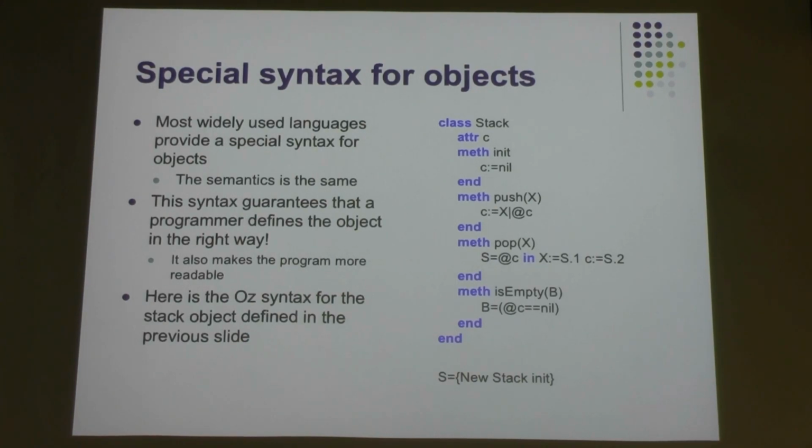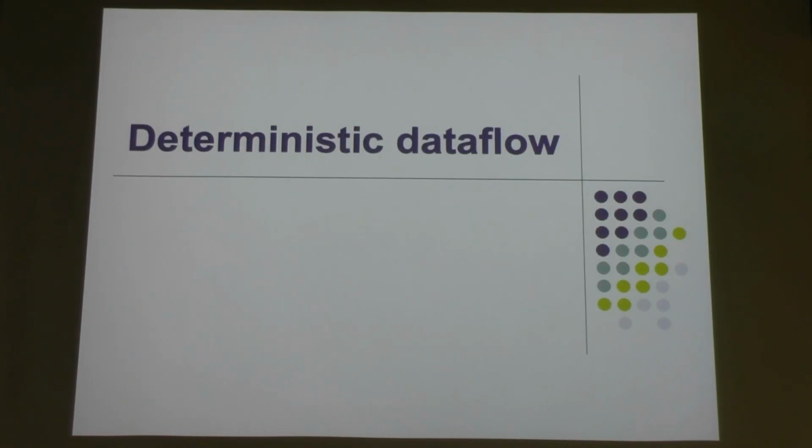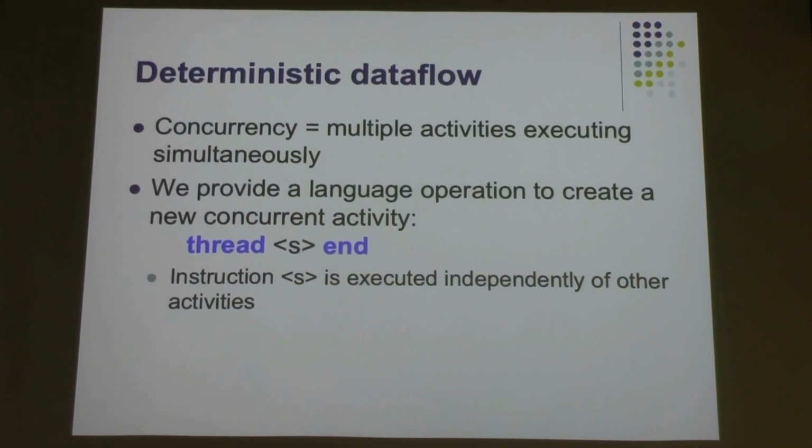Okay, so that's what we saw in terms of data abstraction. We're going to see more of that in this course. Let me now go to concurrency, deterministic data flow. We saw some concurrency in the previous course. We saw how the data flow occurs, so you saw some of that. Let me refresh your memory on that. Concurrency is what happens when you have multiple activities that are executing simultaneously at the same time, and they're basically independent activities. So concurrency and independence are kind of synonyms.